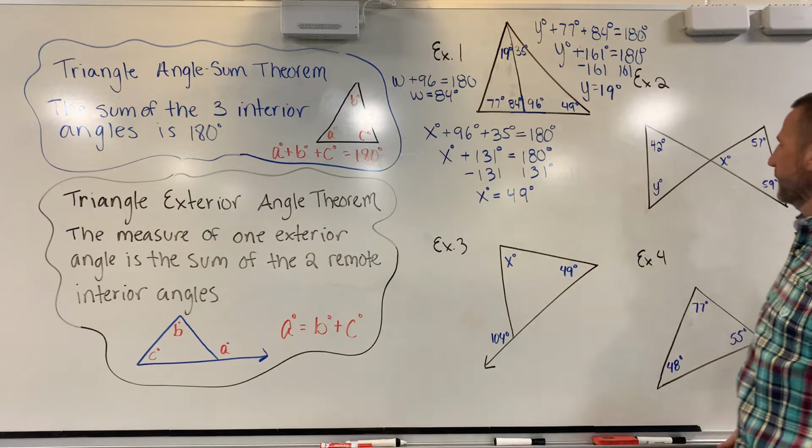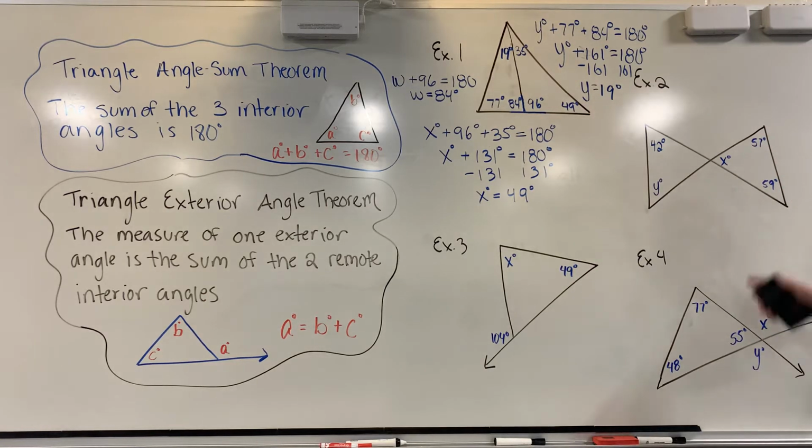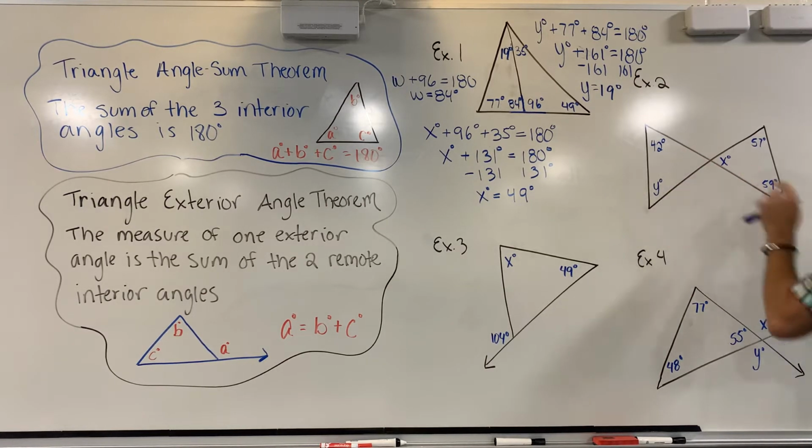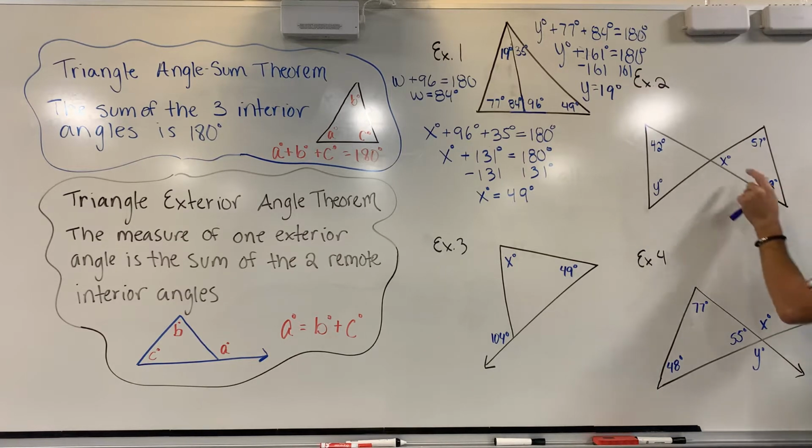All right, our next example, number 2. All right, let's look at example number 2. And I have to, again, go down to that decision. Where am I going to start? On the left side, I have a y and a 42 and a blank spot. On the right side, I have an x, a 57, and a 59.